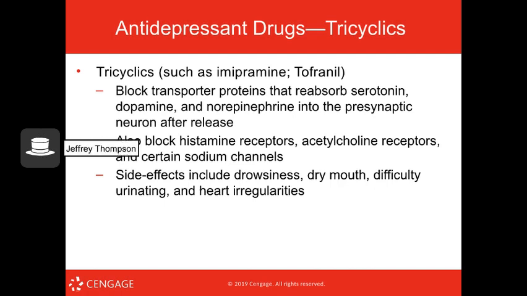So let's talk about tricyclics. Tricyclics block the transporter proteins that are going to help reabsorb serotonin, dopamine, and norepinephrine into the presynaptic neuron after release. So they're slowing down that reuptake process for those three neurotransmitters. They also block histamine receptors, acetylcholine receptors, and certain sodium channels. Some of the side effects of tricyclics include drowsiness, dry mouth, difficulty urinating, and heart irregularities.